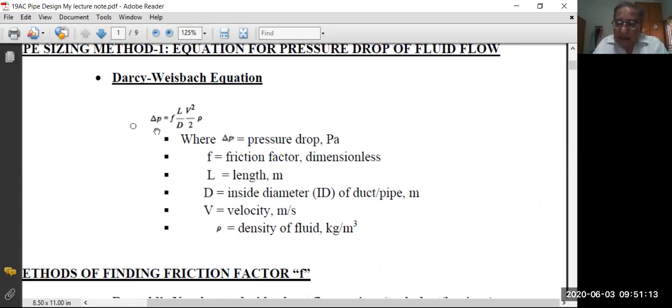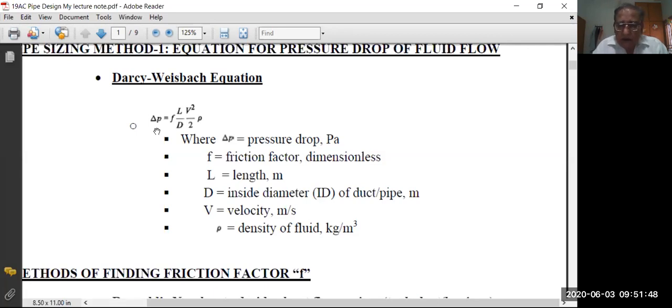Then depending on the diameter of the pipe, the length of the pipe, the velocity of the water inside, and the density of the water, that means the temperature of the water. Density depends on temperature. These are the factors: density of the water, velocity of the water, diameter of the pipe, and length of the pipe. Pressure drop will take place from the pump up to the supply point to the cooling coil, and back to the chilled water plant.